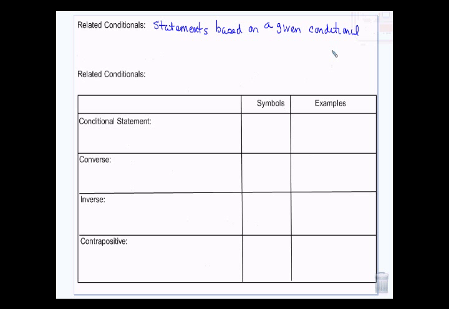Okay, so related conditionals are based on a given conditional. So your conditional statement is an if-then statement. We have if P, then Q. So P implies Q. So an example would be if angle A is 35 degrees, then angle A is acute. Okay, if-then.